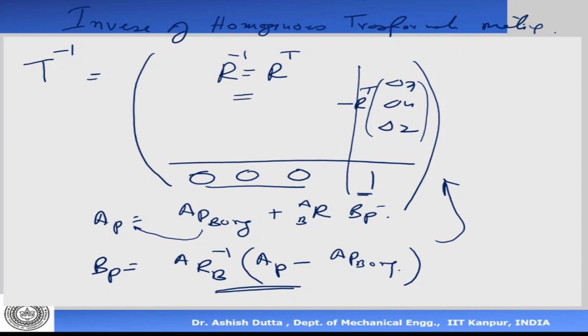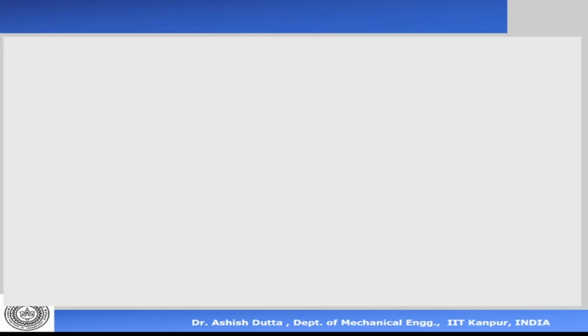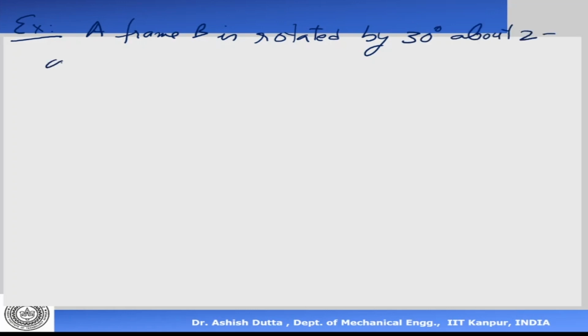So let's look at a few problems before we proceed further. Problems will make it clearer. So let's have an example here. We have a frame B rotated by 30 degrees about the z-axis of frame A. So frame B is rotated.